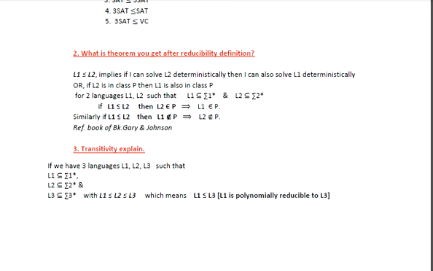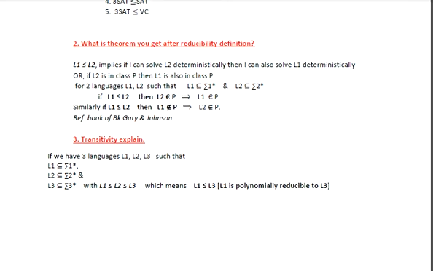This means if I can solve L2 in polynomial time, then I can also solve L1 in polynomial time. Similarly, if L1 is polynomially reducible to L2, and I cannot solve L1 in polynomial time, then I am also not able to solve L2 in polynomial time. For the brief proof, you can check the book of Garey and Johnson. And I will move to the next question.